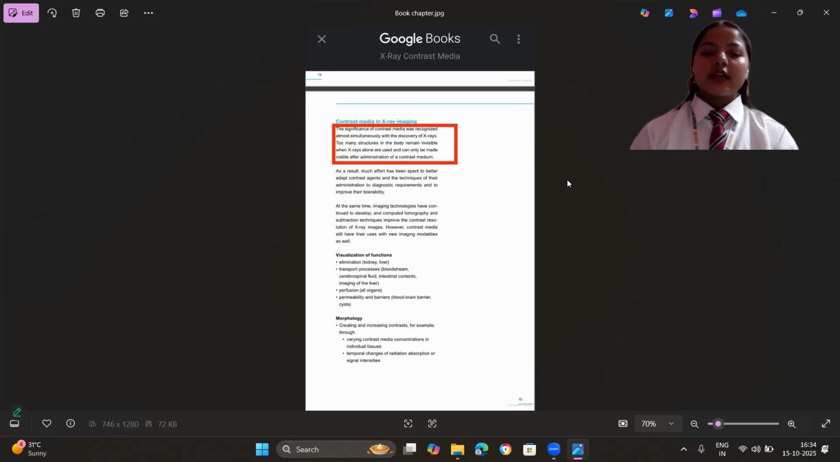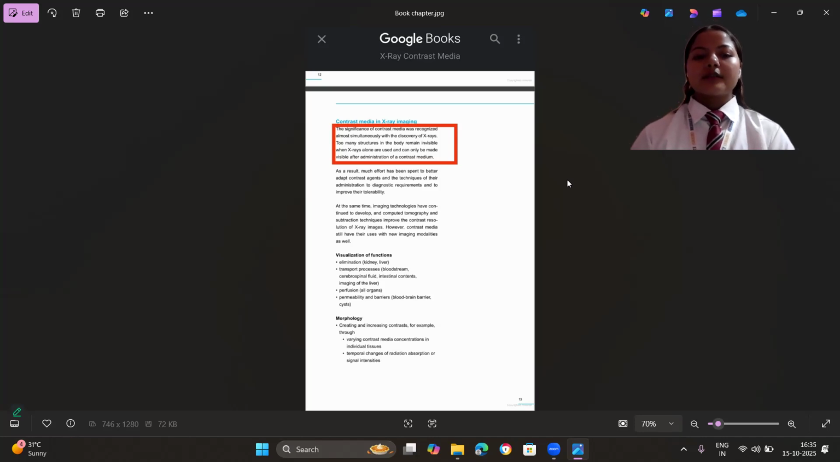The book also explains that over time, a lot of effort has gone into improving both the contrast agents themselves and the techniques used to administer them. The goal has always been twofold. First, to make images clearer for diagnostic purposes, and second, to improve patient safety and comfort.